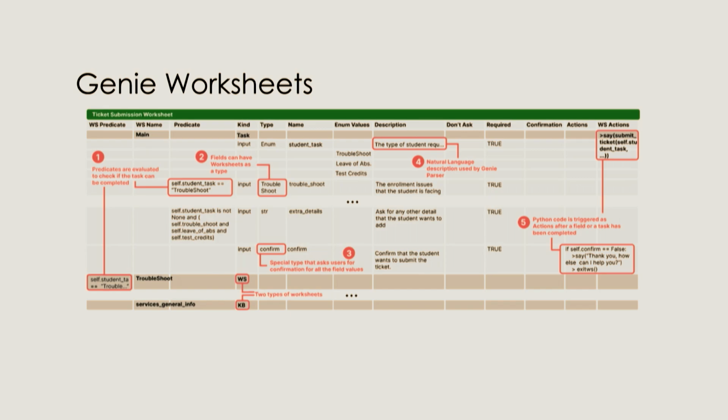You can think of it as a sheet that you could provide to any, let's say you are providing this to a human assistant, and they can understand, oh, so there you have the student task. This is an example from a ticket submission portal, and here you can see there are some student tasks, such as troubleshooting, asking for leave of absence, or asking about the test credits, and we have these natural language descriptions about it. And then at the end, we have these WS actions, which are actions that the agent can perform. So this is a simple worksheet where you can describe what the agent should do.